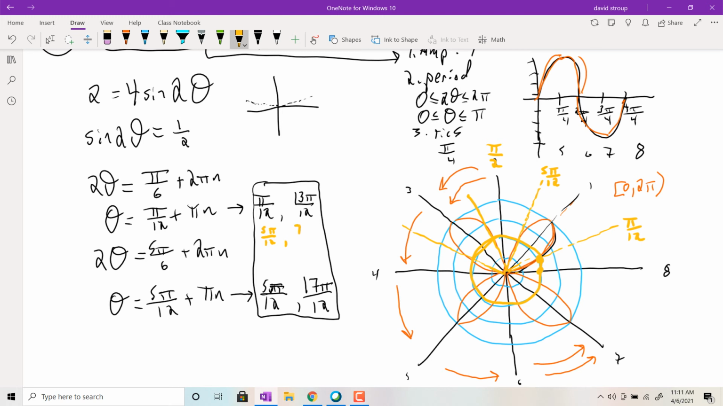We need, and then 7, 11 pi over 12. I apparently need, oh, I already had the 5 pi over 12, so I didn't need that again. Let me erase that. Didn't see that. 11 pi over 12, and then 13 pi over 12. I already got that one. That would have been this character right here.